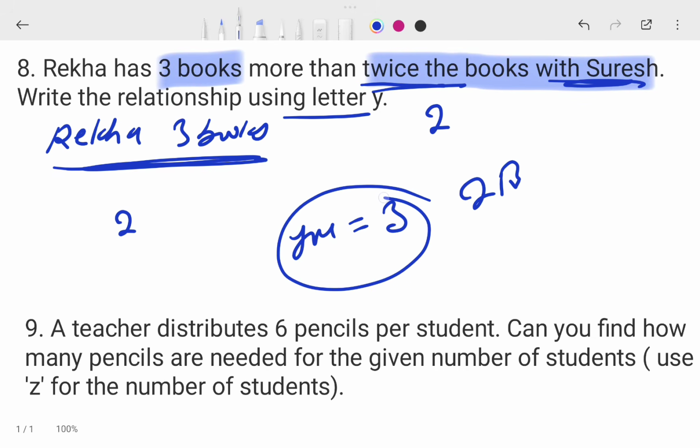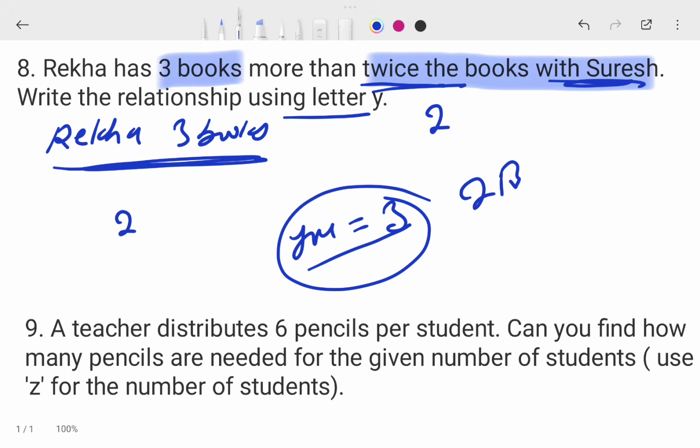You have 3 books, but your friend asks, "Hey Rekha, how many books do you have?" You tell your friend, "I have 3 books only." Then your friend says, "Oh, I have more than twice the books you have. I have 2 times more than the books you have."